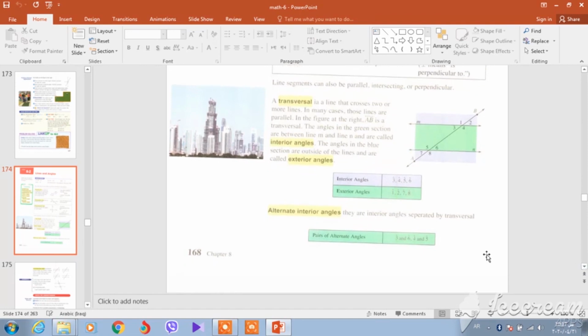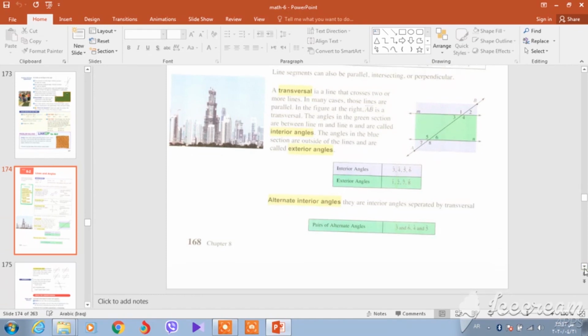Alternate interior angles. What does that mean? If you look, angle 3 and angle 6 are alternate. Alternate in Kurdish means la bala. Angle 3 and angle 6 are alternate, and angle 4 and angle 5 are alternate angles. 3 and 6 are alternate angles.